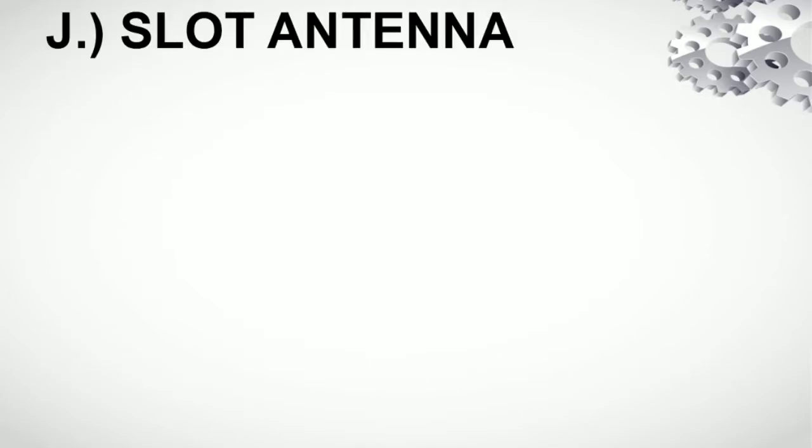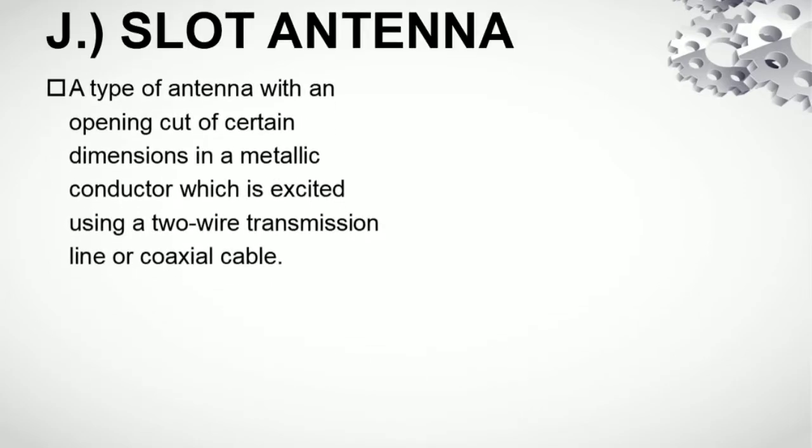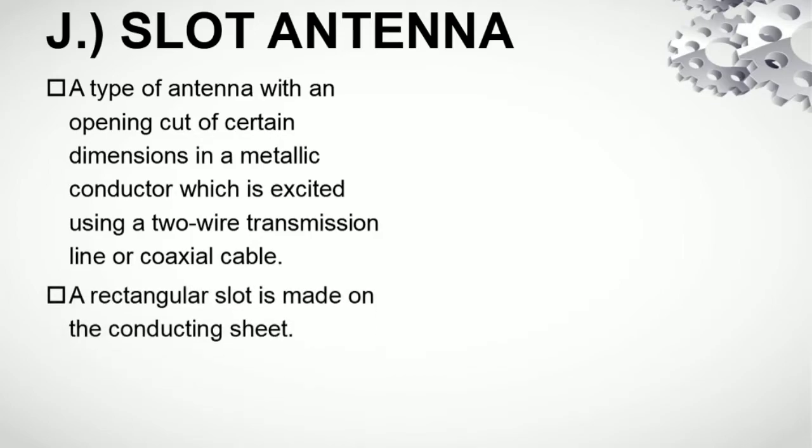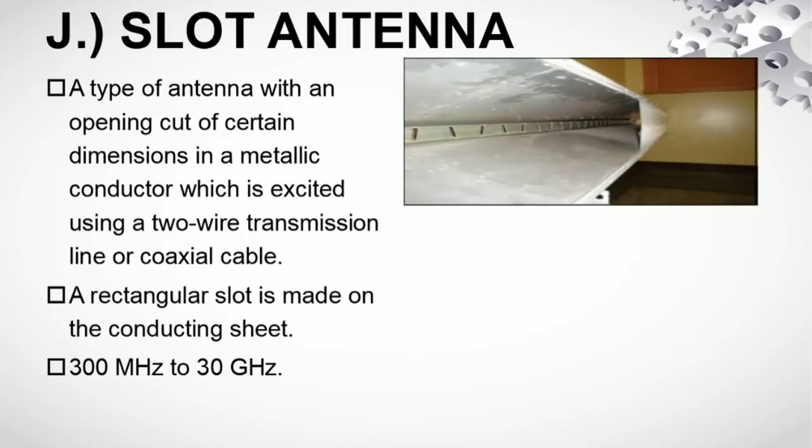So slot antenna. It is a type of antenna with an opening cut of certain dimensions in a metallic conductor, which is excited using a two-wire transmission line or coaxial cable. A rectangular slot is made on the conducting sheet. The frequency range is around 300 megahertz to 300 gigahertz. So this antenna works at ultra high frequency and super high frequency ranges. Here we have the illustration of the slot antenna.